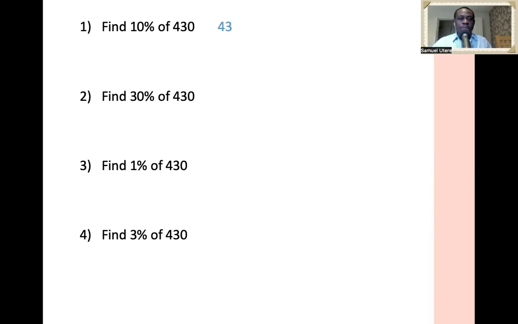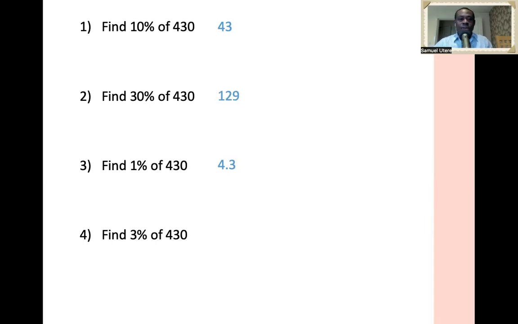So for the first one, 10% of 430 is simply dividing 430 by 10. The next one, 30%, means you could find 10% of 430 and then multiply by 3. All right, that is one way to do it. Another way to do it is you could find 1%, so you divide 430 by 100 and then multiply by 30. This one, you can see 1% is 4.3. So to find 1%, you could divide 430 by 100. So to find 1% of any amount, you divide by 100. And then that's the answer.